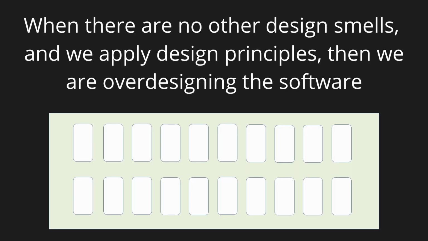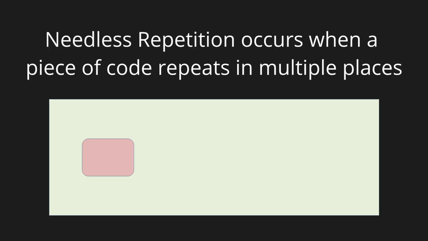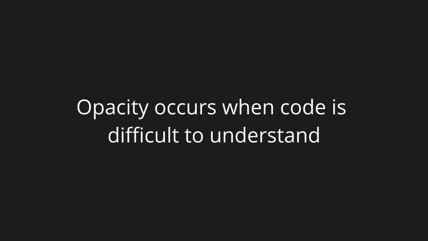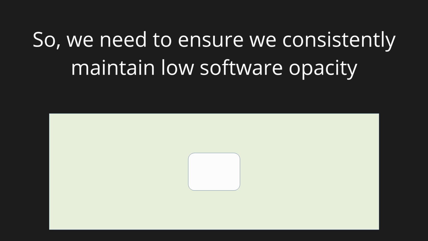When there are no other design smells and we apply design principles just because we anticipate changing requirements, then we are over-designing the software. So the design may contain unused elements, leading to unnecessary complexity. Sixth, we have needless repetition. Needless repetition occurs when a piece of code repeats in multiple places, and when changes need to be made, these changes need to be applied to each repeated instance of the code. Finally, we have opacity. Opacity occurs when code is difficult to understand. Initially, the software's opacity will be low, but as time progresses and we add more code, such as more if-else logic, the software's opacity will increase. So we need to make sure that we consistently maintain low opacity.